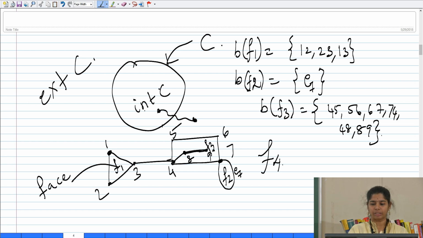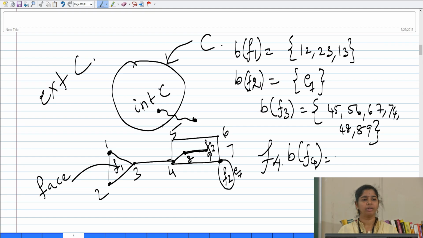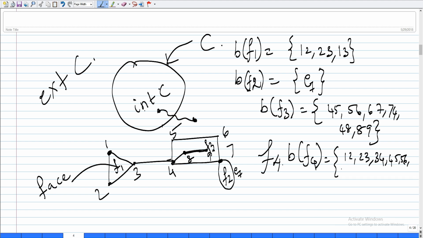Now, what about the boundary of F4? All the edges which are in the outer part, right. So, 1 2, 2 3, 3 4, 4 5, 5 6, 6 7, 7 4, and E7 is also there, yes, and 1 3, right. So, all these edges are there. Now we will go into the next step, the degree of a face.